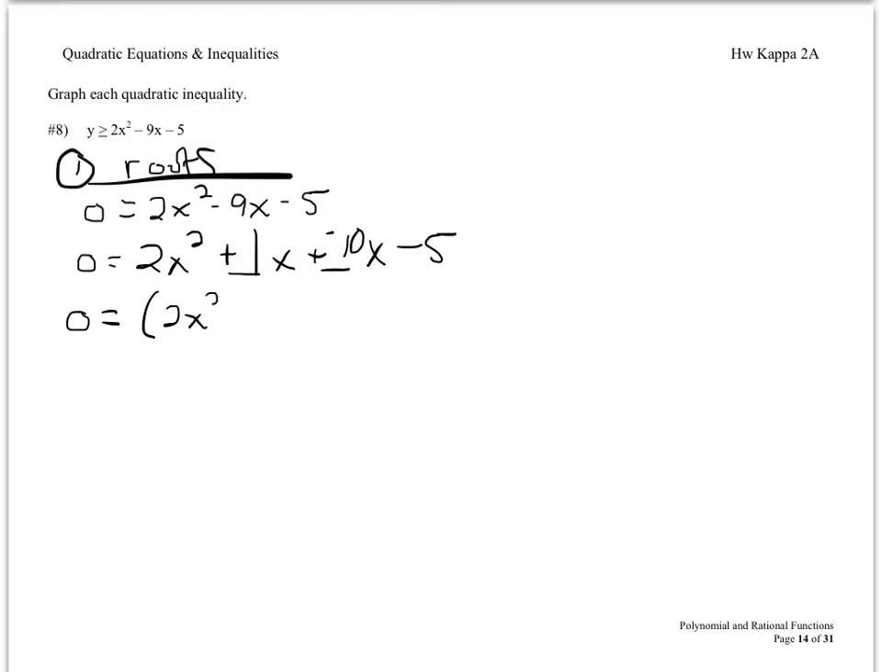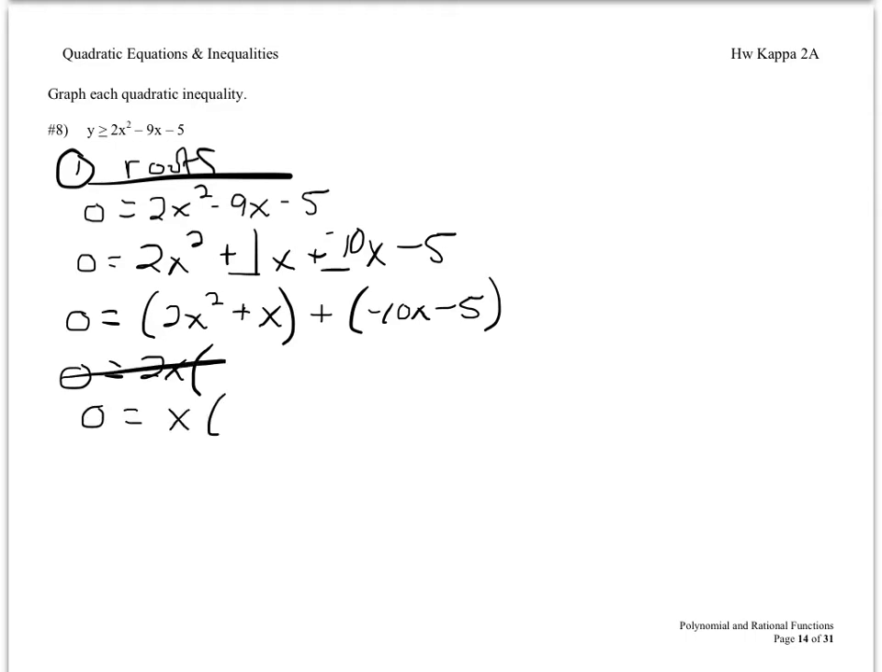Now we're going to factor by grouping. We group terms together that have common factors, making sure, it's so important, that you have a plus sign between your parentheses. Then you find the GCF of each group. The GCF of the first group is x, leaving us with 2x plus 1. The GCF of the second group is -5, leaving us with 2x plus 1.